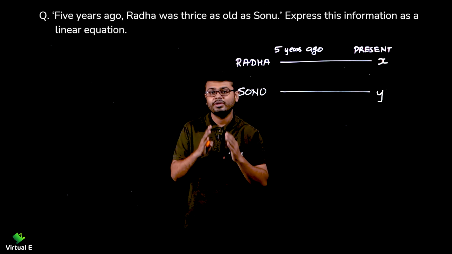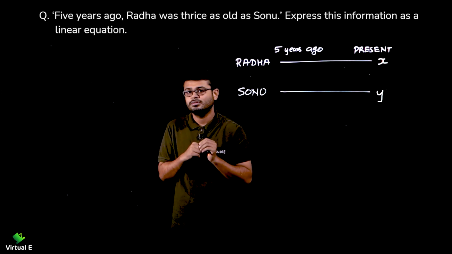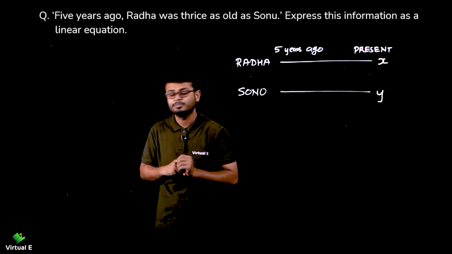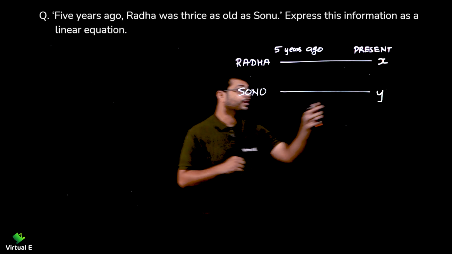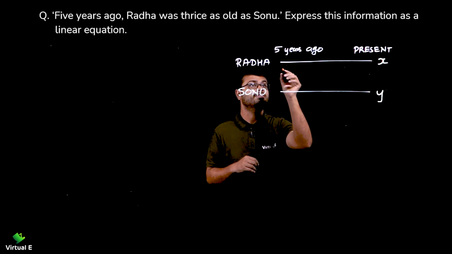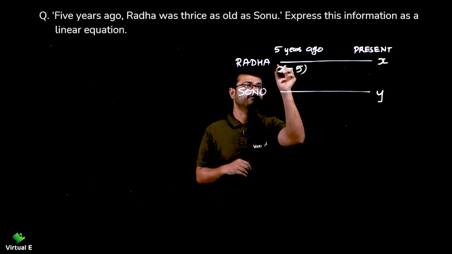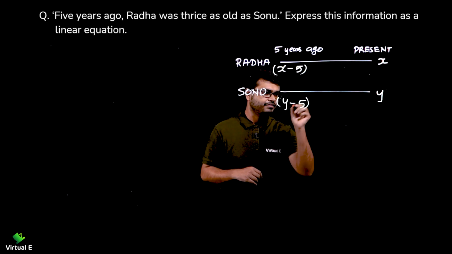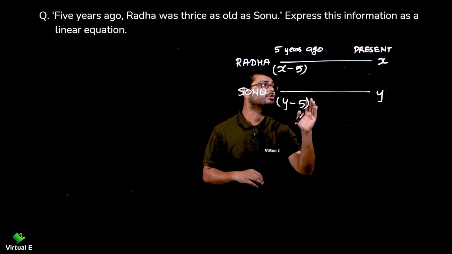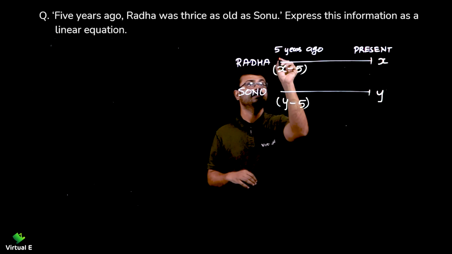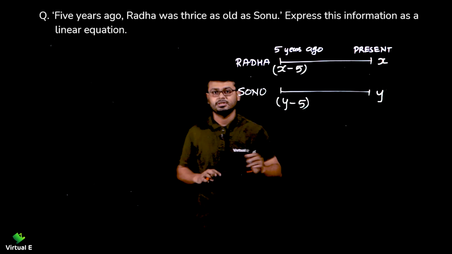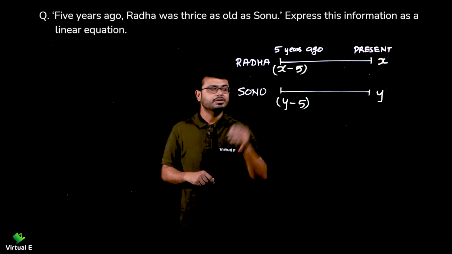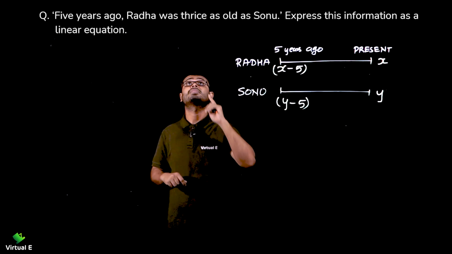Ago means what? We are going into the past. Suppose my age is 30 years now, if I subtract 5, that will be 25. 5 years ago my age was 25 years. Same we need to think over here. If it is X right now, 5 years ago, that will be X minus 5. And in case of Sonu, that will be Y minus 5. Good. So this is how we talk about the present situation, and this is how we talk about the past situation. Always start from the present situation, then you go to the past situation, or maybe at some point to the future situation. Now what's the relation?